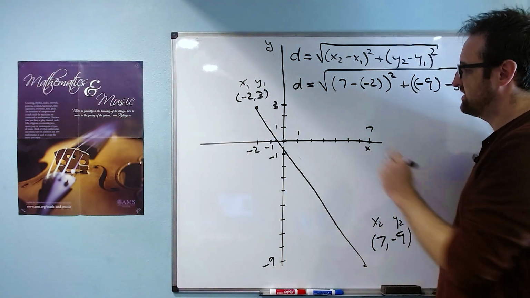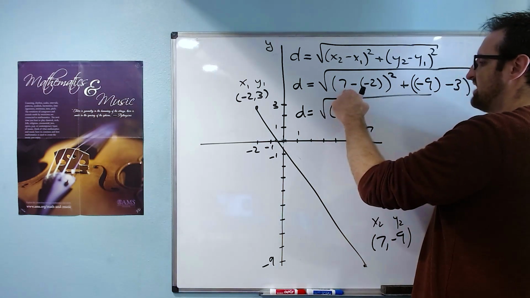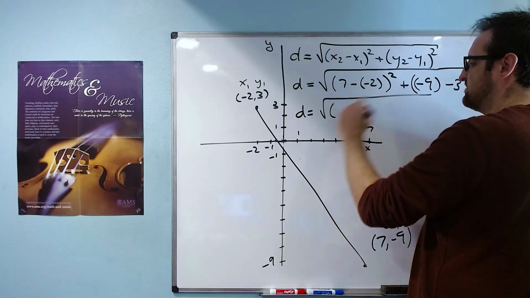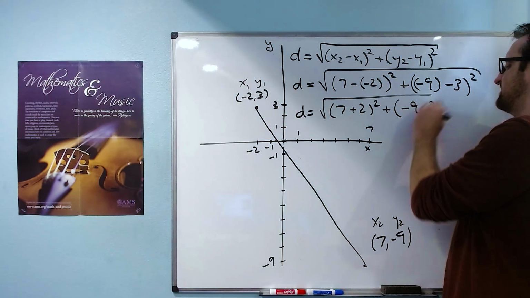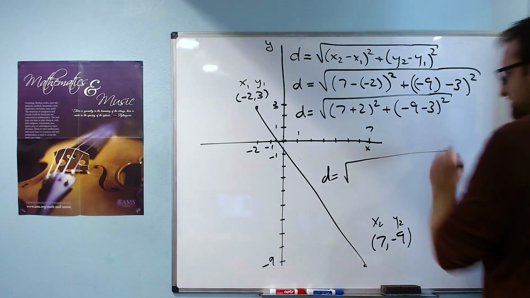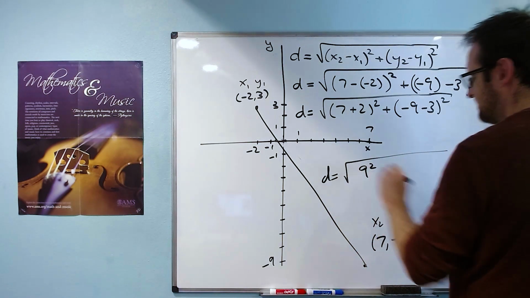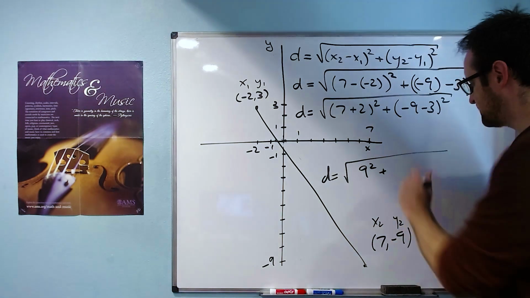in order to avoid weird sign issues. So this will tell us that the distance is equal to, well, we have 7 plus 2, because minus -2 becomes a plus 2. So that's (7 plus 2) squared plus (-9 minus 3) squared. So if we come down here, we've got our d is equal to the square root. Well, this is 9 squared, and -9 minus 3 is -12, -12 squared.